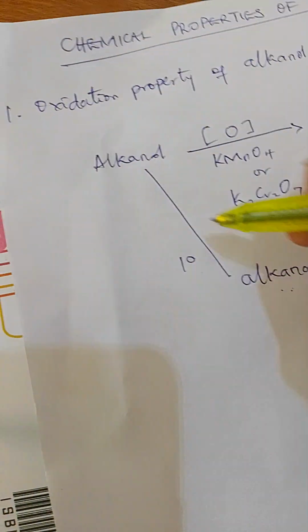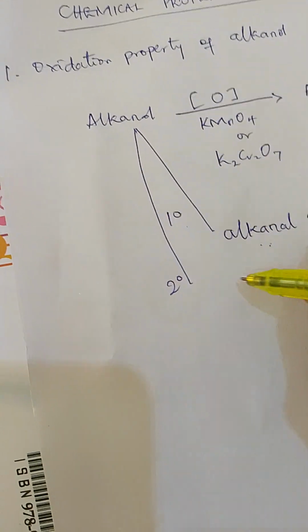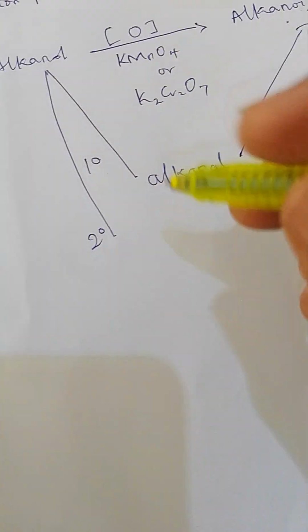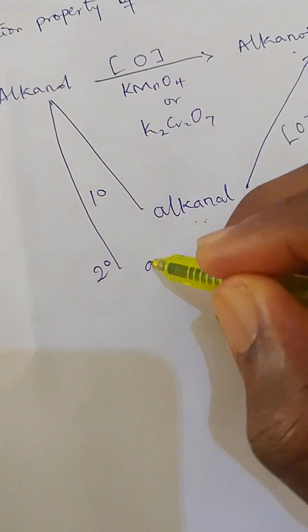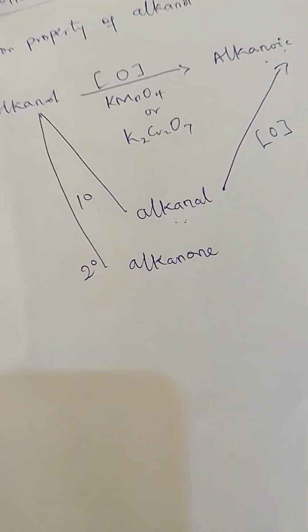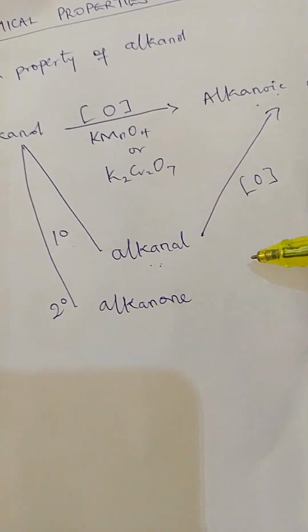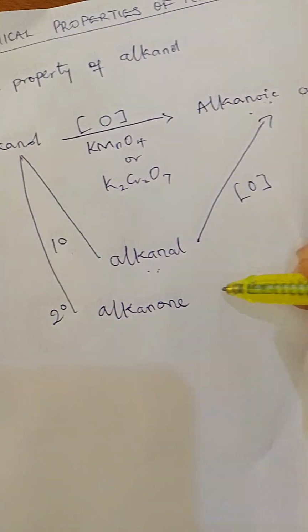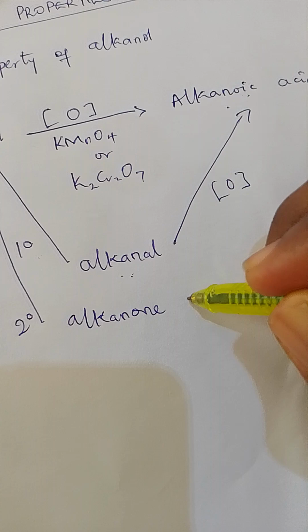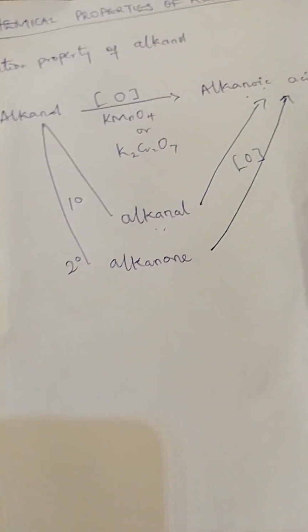Alright, however, if we have a secondary alkanol, partial oxidation of secondary alkanol will result in what is called alkanone. From your functional groups, you should have the names of all these with you. And complete oxidation of the alkanone now takes you to where? To alkanoic acid.